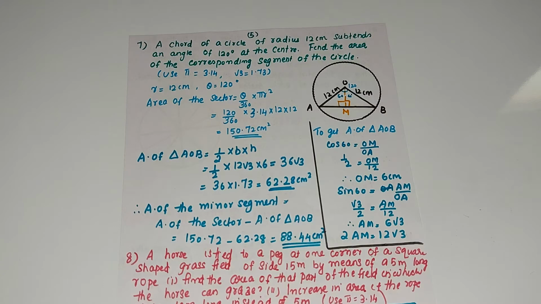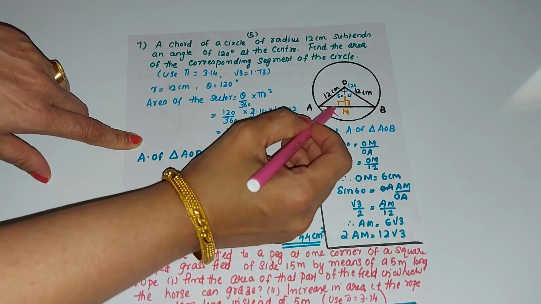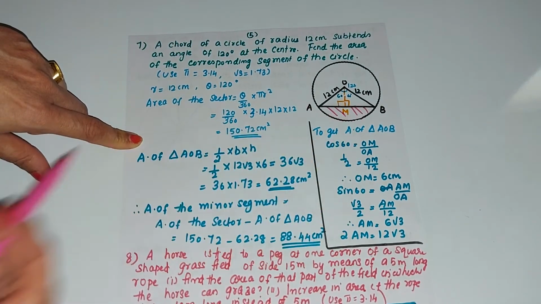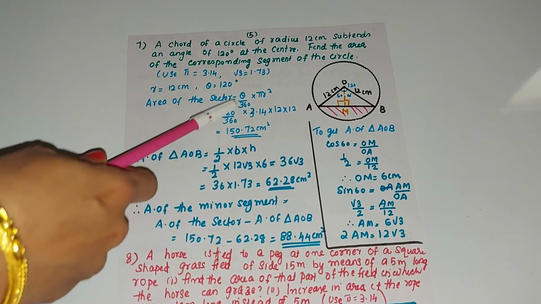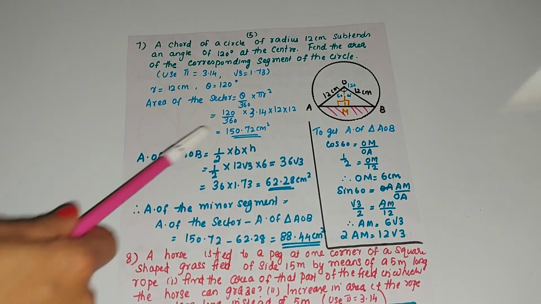Now seventh one. A chord of a circle of radius 12 cm subtends an angle of 120 degrees at the center. Find the area of the corresponding segment of the circle. Same way, we have to find the area of this minor segment. What we'll do? We first find the area of the minor sector and the area of the triangle and subtract. So area of the minor sector equals theta by 360 into pi r square.